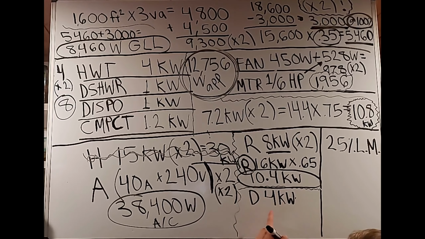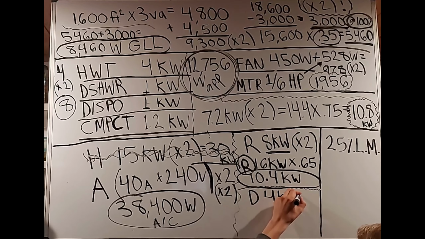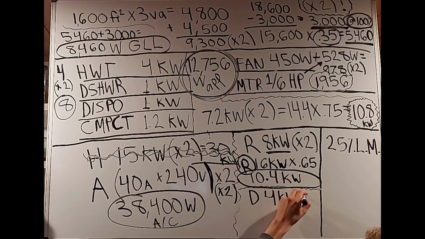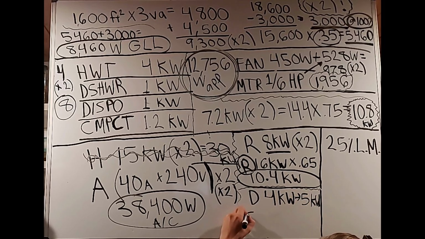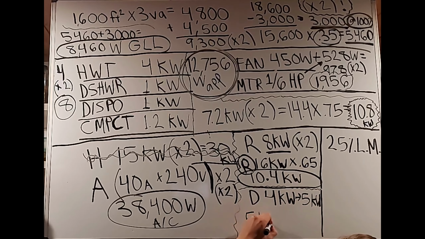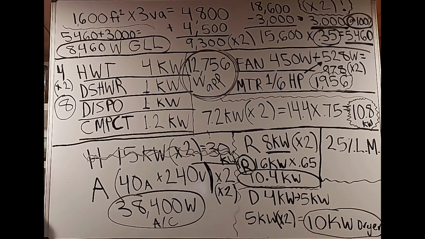And then for the dryer, we have that 5 kilowatt minimum. So we have a 4 kilowatt nameplate rating. Well, we need to make it 5 kilowatts minimum. And we also have 2 units, so we're simply going to take our 5 kilowatts and multiply it by 2 for our 2 dwelling units, and we get 10 kilowatts for our dryer section.